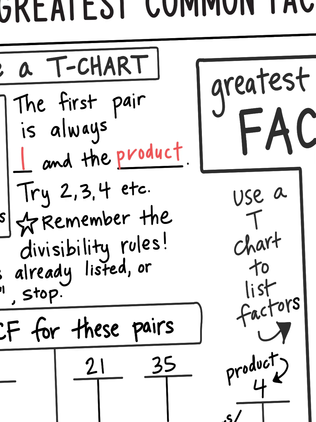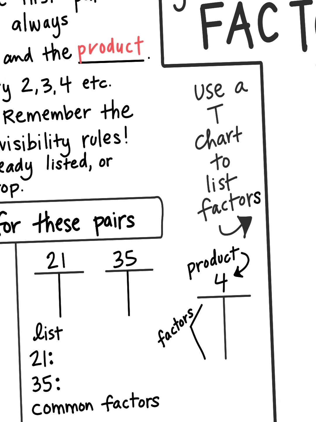So if I'm trying to figure out the greatest common factors of 2 different numbers, it's always going to start with 1 and whatever that number is. Then I would try 2, 3, 4, and just keep going. Okay, remember the divisibility rules. We've done this. You can go back and look at your divisibility rules earlier in your journal if you need to. If a number is already listed or is a twin, then we stop. That's where that horseshoe comes in, and it starts to loop back around. Okay. So what we're going to do is use a T-chart to list our factors.